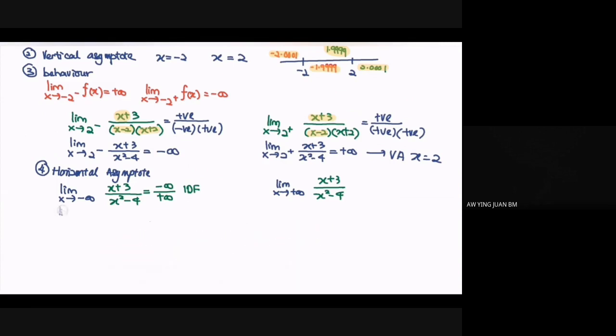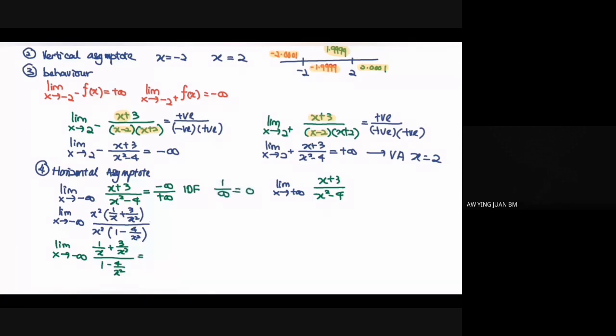So now limits when x approaching negative infinity, x squared bracket 1 over x plus 3 over x squared over x squared bracket 1 minus 4 over x squared. Simplify the situation and we will have limits when x approaching negative infinity 1 over x plus 3 over x squared over 1 minus 4 over x squared. Do remember the key. 1 over infinity we will have 0. So if we substitute we will have 0 for this part. Again 0, 0. So as a conclusion 0 over 1. So we will have 0 as a vertical asymptote.